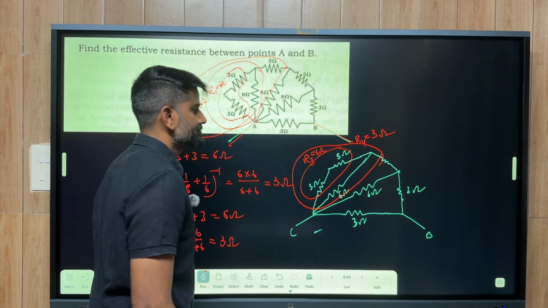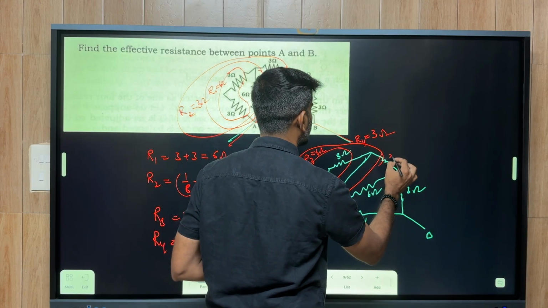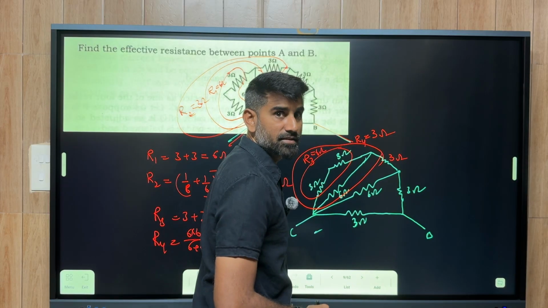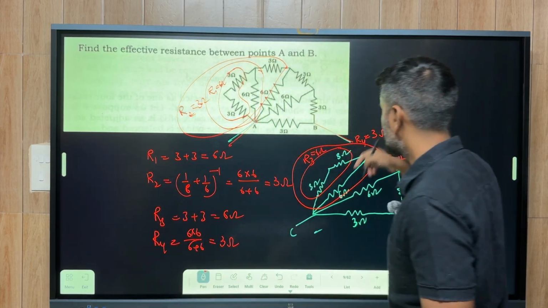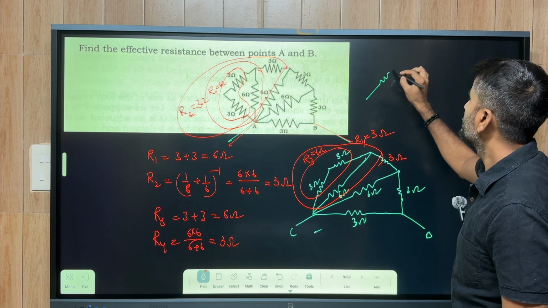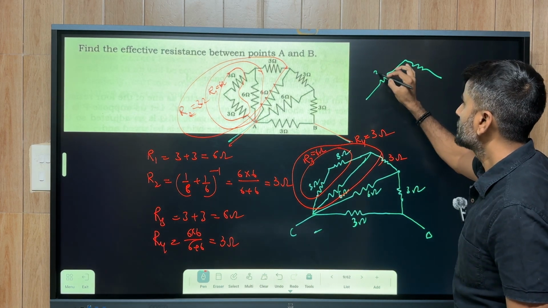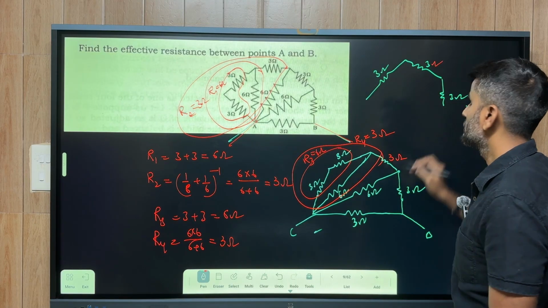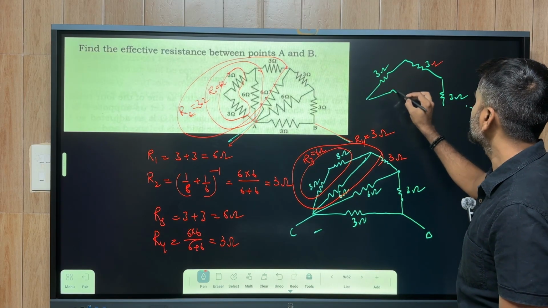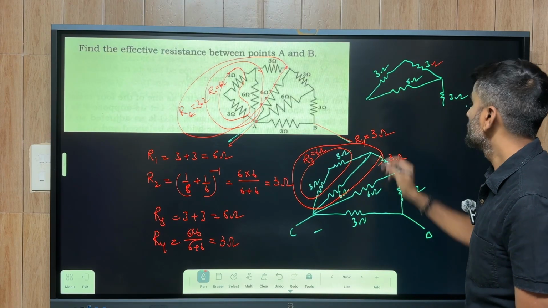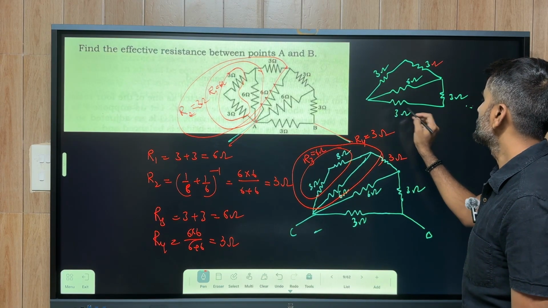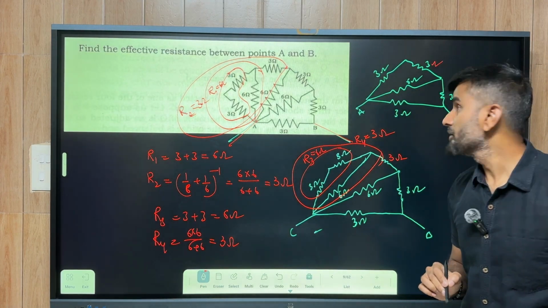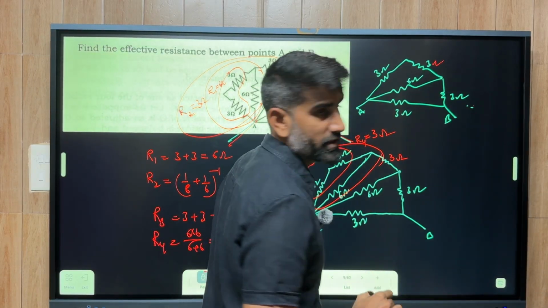Now here we have 3 ohms, right? Now this 3 ohms and 3 ohms are in series. I'm redrawing this diagram: 3 ohms and 3 ohms. Now here we have another 3 ohms, and here we have another 6 ohms. We have 3 ohms here. Across these two terminals only, we need to find the equivalent resistance. Now we are left with only 5 resistors.